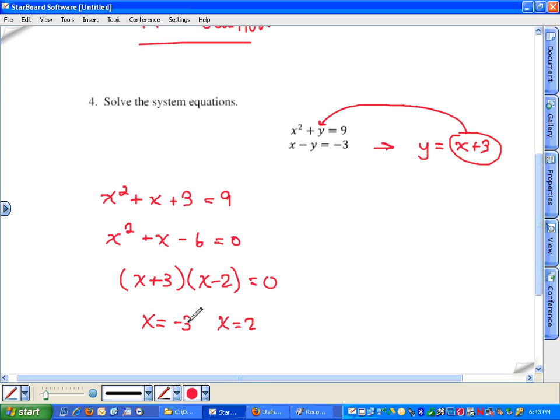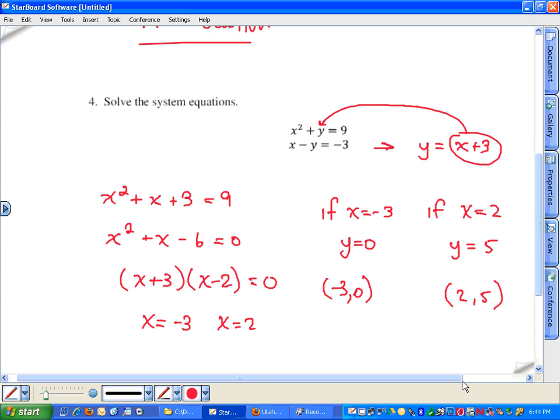And since we have two different x values, we're going to be getting two different y values for each different x value. So if x equals negative 3 and I substitute the negative 3 in for x, then y equals 0. So the solution is negative 3 comma 0 for that x value. If x equals 2 and I plug it in for this x, then y equals 5. So this solution is 2 comma 5.